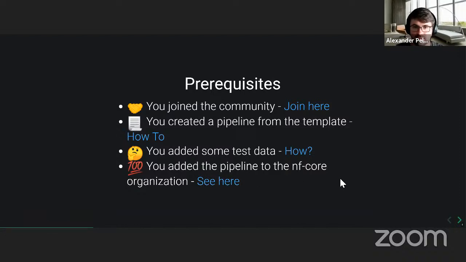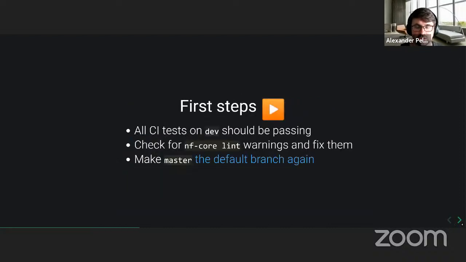I'm just going to assume briefly that these prerequisites are already done by you, and you're already done with all of these steps and now are ready to actually get that pipeline to NF core with a proper release. So the very first step includes actually checking that your pipeline is following NF core guidelines.